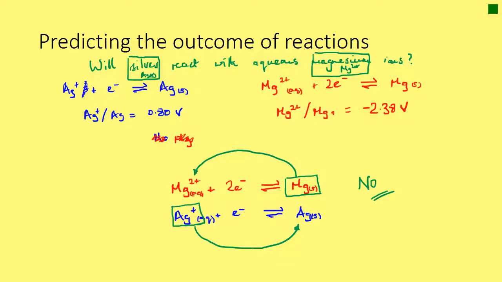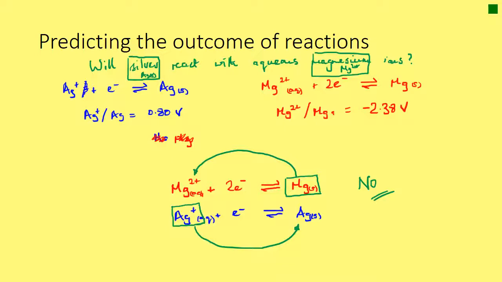So let's write out the magnesium. Let me do that in red. I'll also write it down here to give me some space. So the magnesium 2 plus plus 2 electrons is in equilibrium with magnesium solid. And then let's write the less negative one, in this case positive one. So you've got Ag plus, silver ions in solution, and they might take an electron. If they did, they'd be in equilibrium with silver solid.